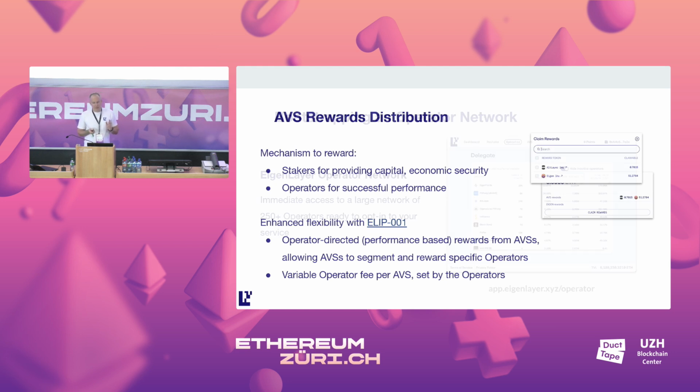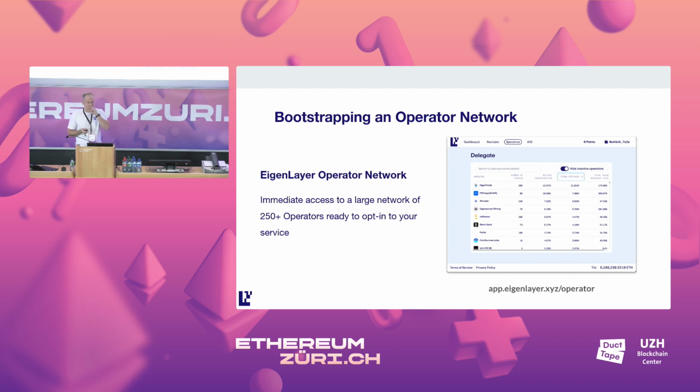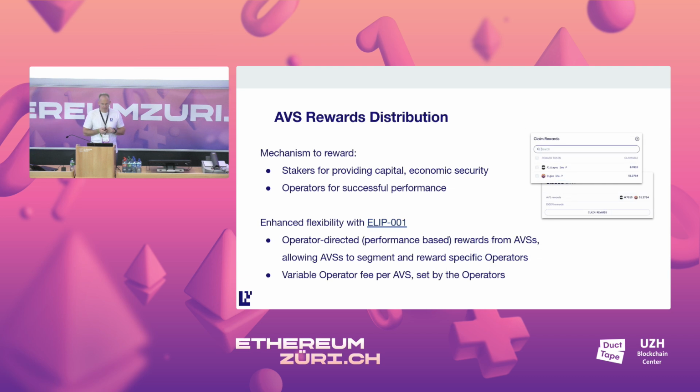And also, actually, I didn't include this here, but we have a bunch of AVSs live. So if you go to app.eigenlayer.xyz, you can get a sense of about 20 or 30 AVSs that are live on mainnet, and then a few hundred that are still in testnet on Holesky.